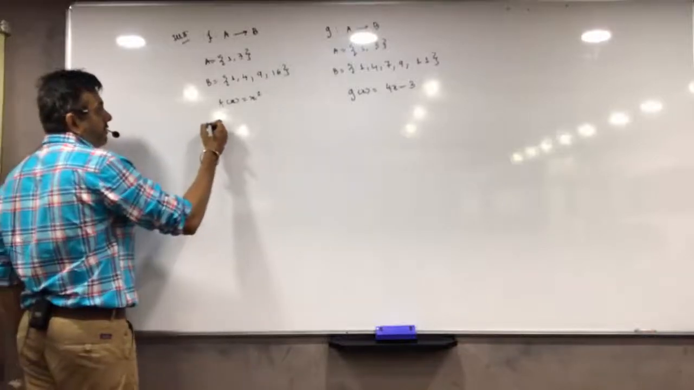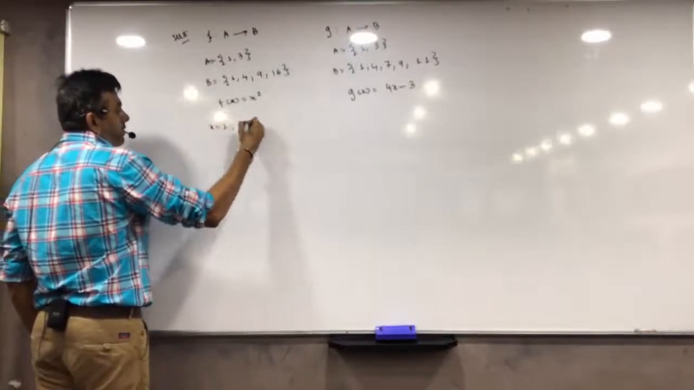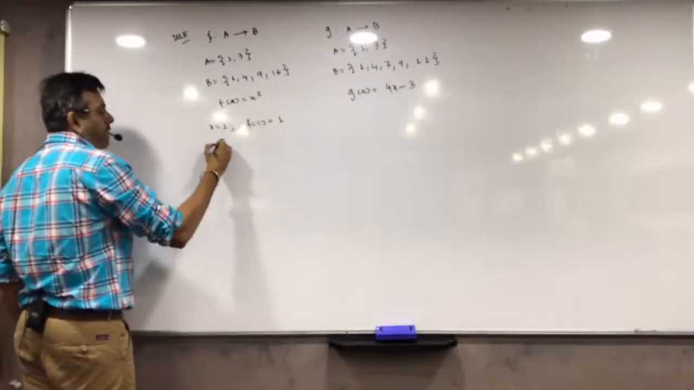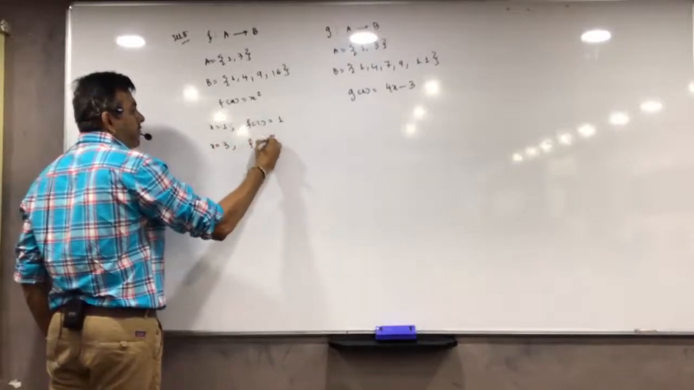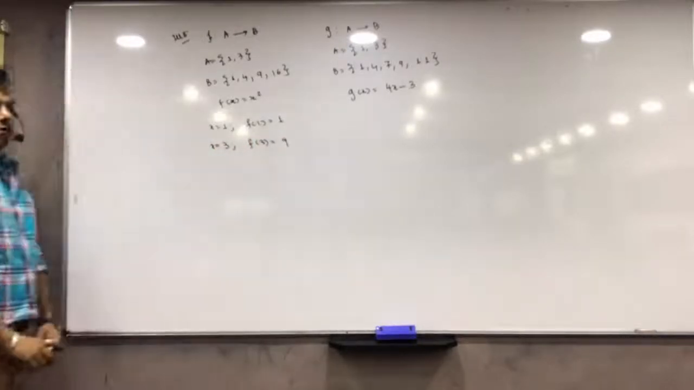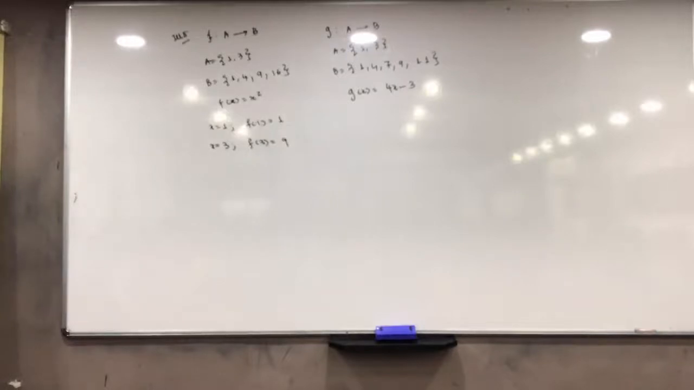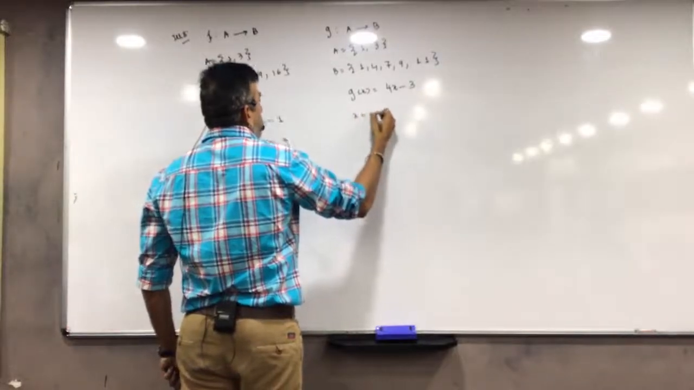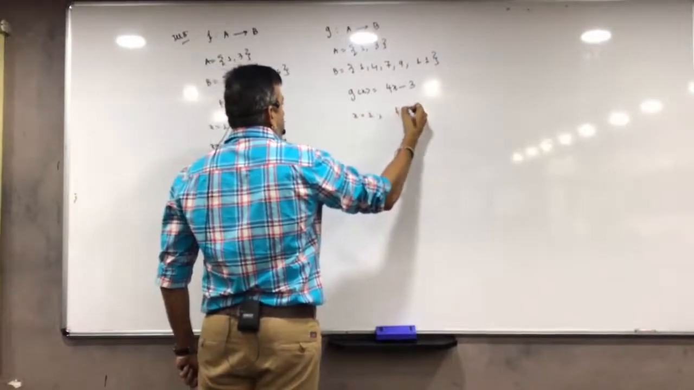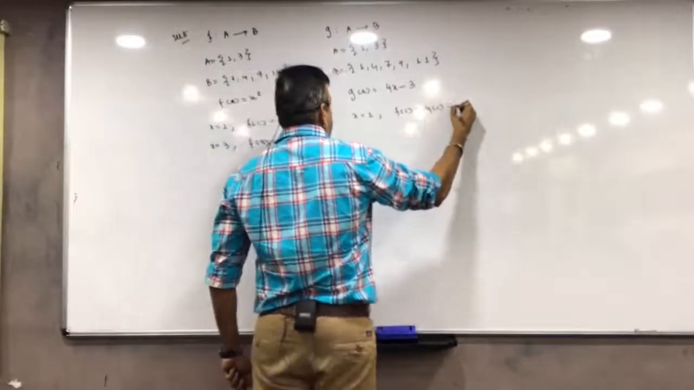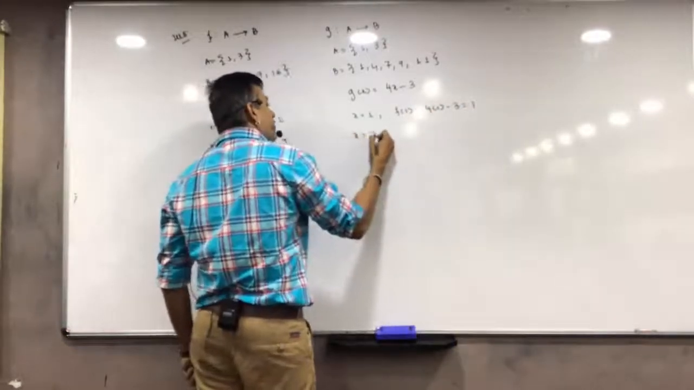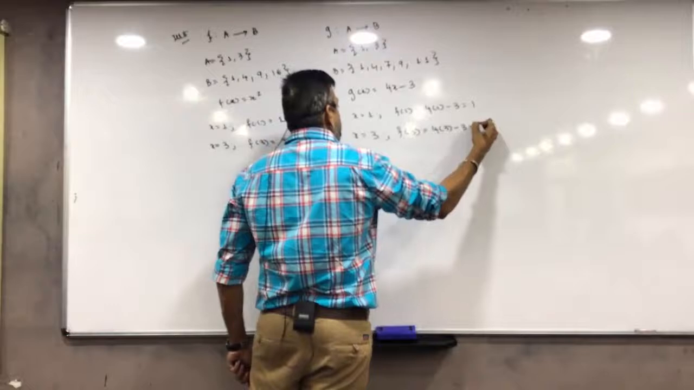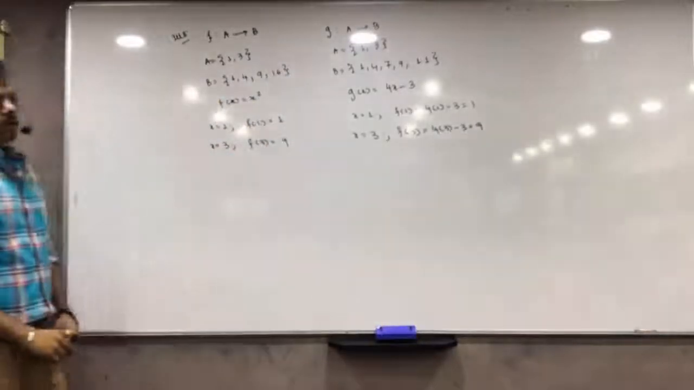So let's take this. x is equal to 1. f of 1 is equal to 1. x is equal to 3. f of 3 is equal to 9. Got it? Over here, let's check out. x is equal to 1. So g of 1 is equal to 4 into 1 minus 3, which is equal to 1. x is equal to 3. g of 3 is equal to 4 into 3 minus 3 is equal to 9. Can I say both are equal now?